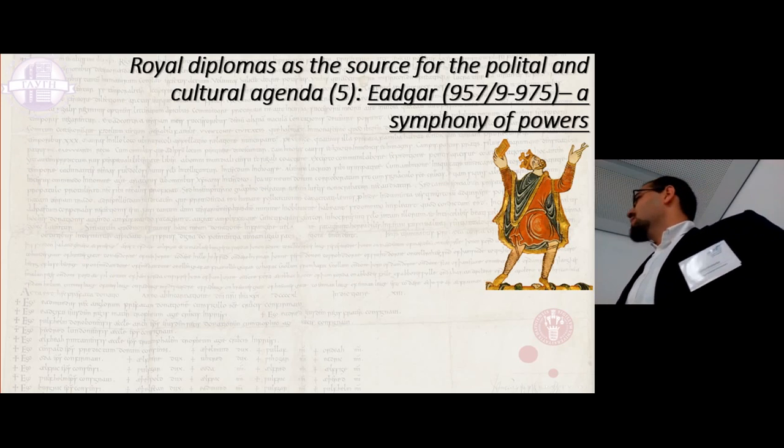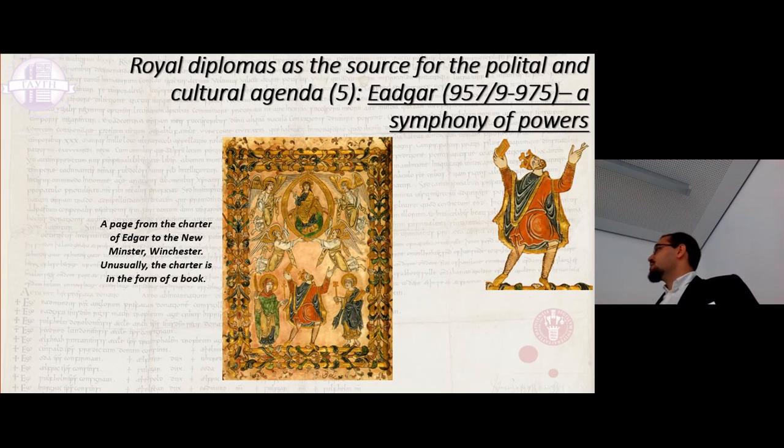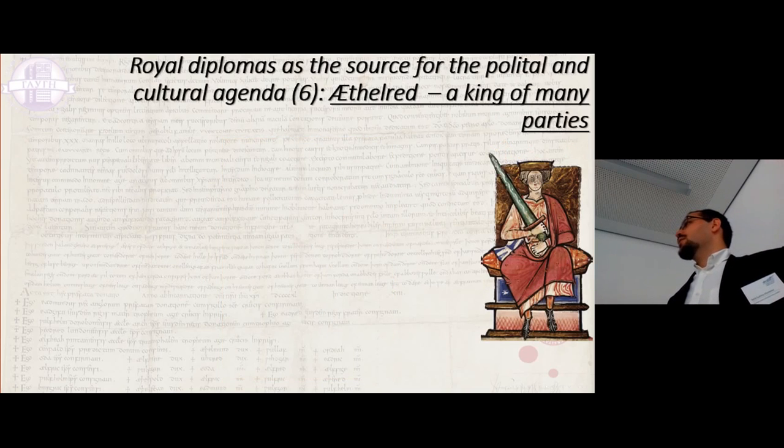Thank you. Next one. The charter that I took this picture from is actually a miniature, which is not a book, but it is an opening page from one of the charters where King Edgar founded the New Minster. Next came King Ethelred, the unready king, the ill-counseled.